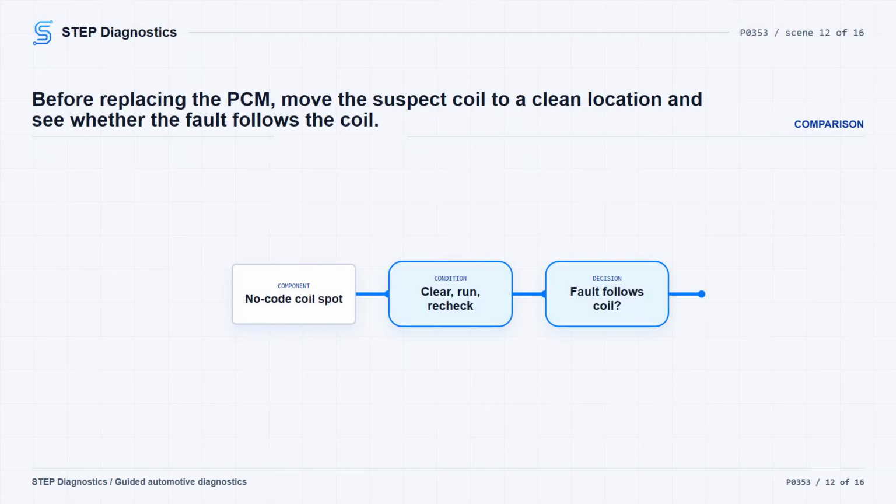Before condemning the PCM, determine whether the ignition coil caused the coil driver failure. An internally shorted or damaged secondary coil circuit may be the reason the driver failed, so do not replace the PCM until this check is done. Remove the ignition coil controlled by the driver that set P0353 and install that coil onto another coil location that did not have a code set against it.